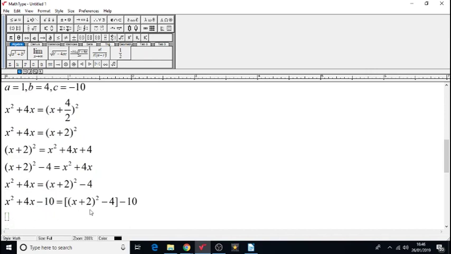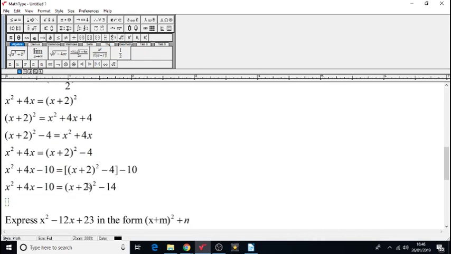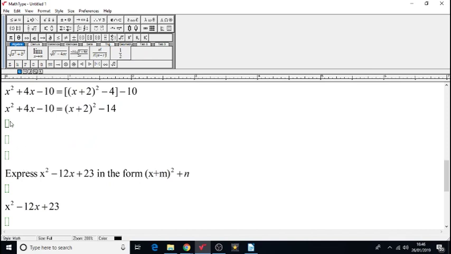So therefore, we collect the like terms. So x squared plus 4x minus 10 is equal to, open bracket, x plus 2, close bracket, squared. What's minus 4 minus 10? It's minus 14. So now the equation is, open bracket, x plus 2 close bracket squared minus 14, and that's equal to 0.